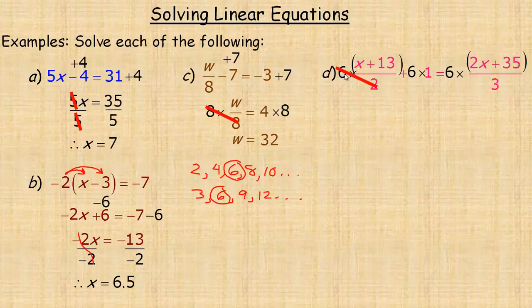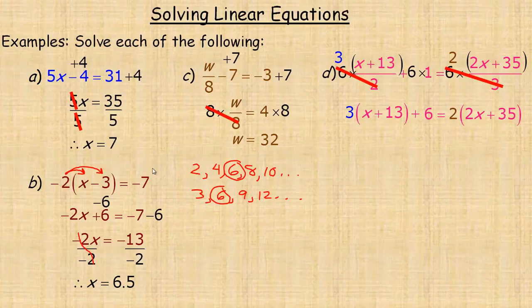See, this 2 goes into 6 3 times. So what I have here now is 3 times this x plus 13. So we'll write that down below. And 6 times 1 is 6, so we'll just write 6 there. There's nothing to divide there, it's just 6 times 1. And then over here, 3 goes into 6 twice. So we have 2 times this 2x plus 35 over here.